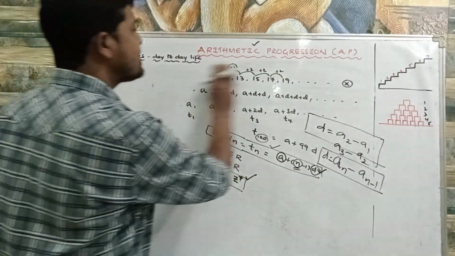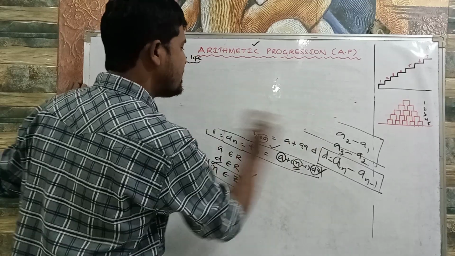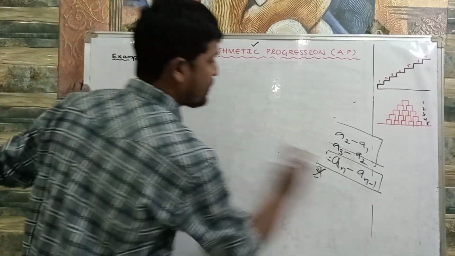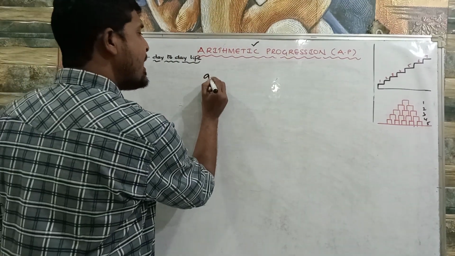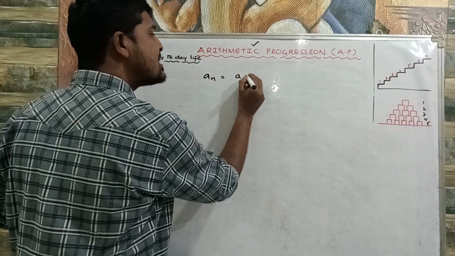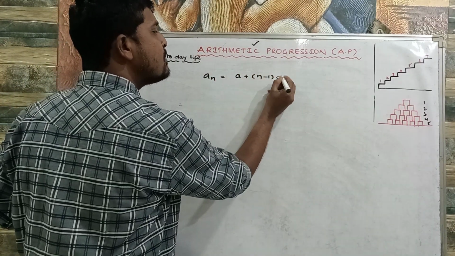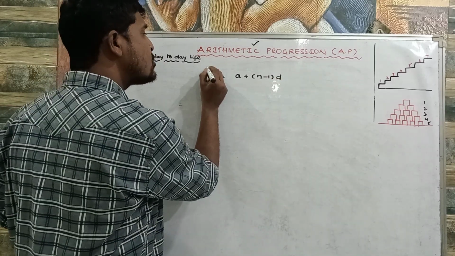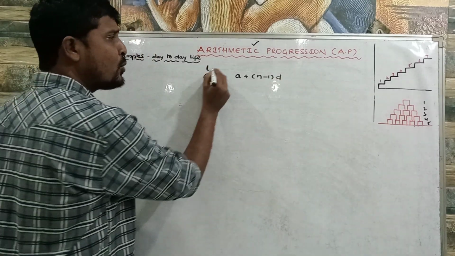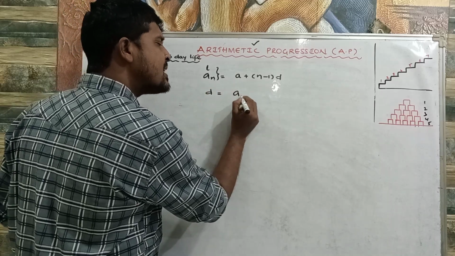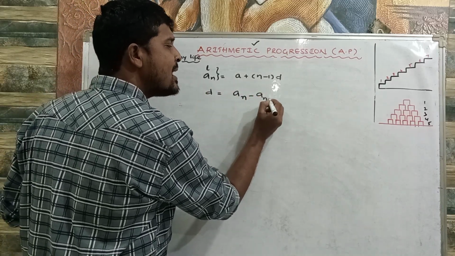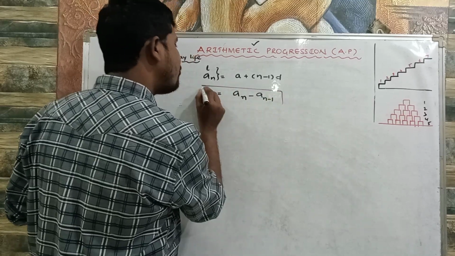So now we have seen two important formulas here. One is a_n of an arithmetic progression is a plus (n minus 1) times d. This is also the formula for the last term of the arithmetic progression. And the formula for d is a_n minus a_(n-1), the formula to find the common difference.